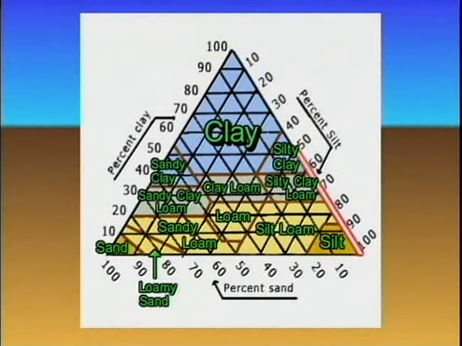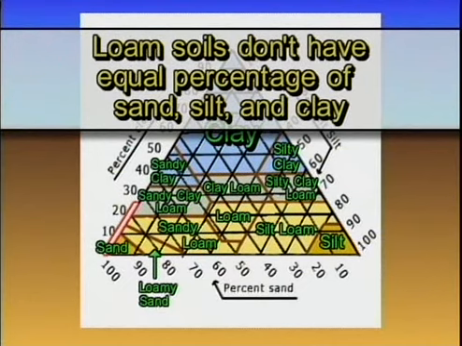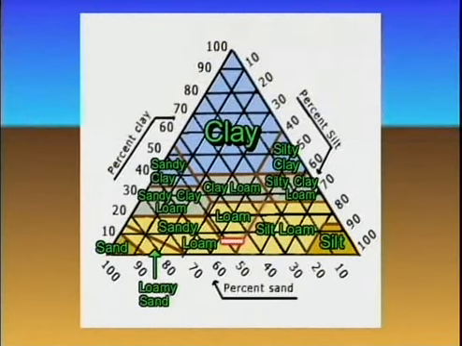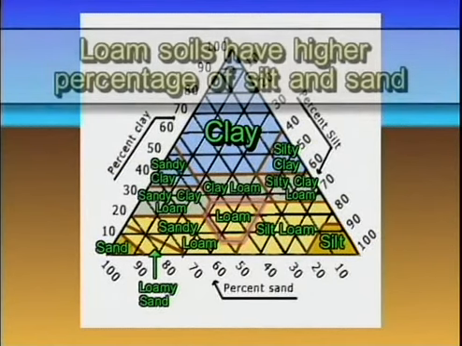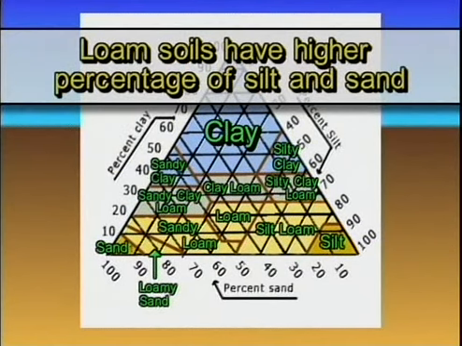And we go over to the clay axis. 0 is here, and we read up, and we see that we could go up to about 26 or 27% clay, because that's the upper limit of the silt loam category. This brings out a good point. Loam soils do not have equal percentages of sand, silt, and clay. If we look at the loam textural class, it sits in the lower center of the triangle. Loam soils will have a proportionately higher percentage of silt and sand than they do clay.